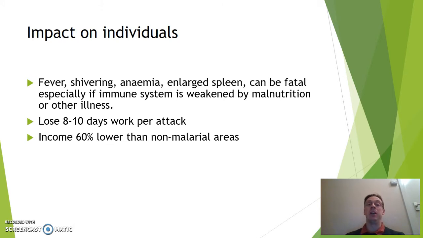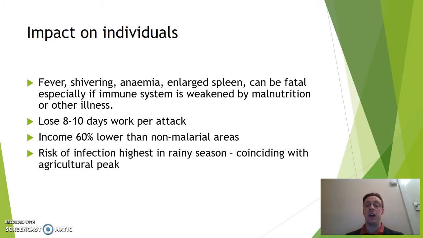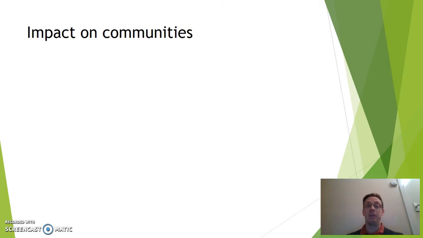If you are in a malarial area, the overall average income is 60% lower when you compare it to a non-malarial area. And when you've got the rainy season, bear in mind we're talking about tropical areas, so you tend to have two seasons, dry and wet. In the rainy season, this is where you've got the peak agricultural workload happening. That means people are outside. It's very often very hot. They're doing manual work, so people tend not to remain covered up as well, and that means that your risk of infection is extremely high.